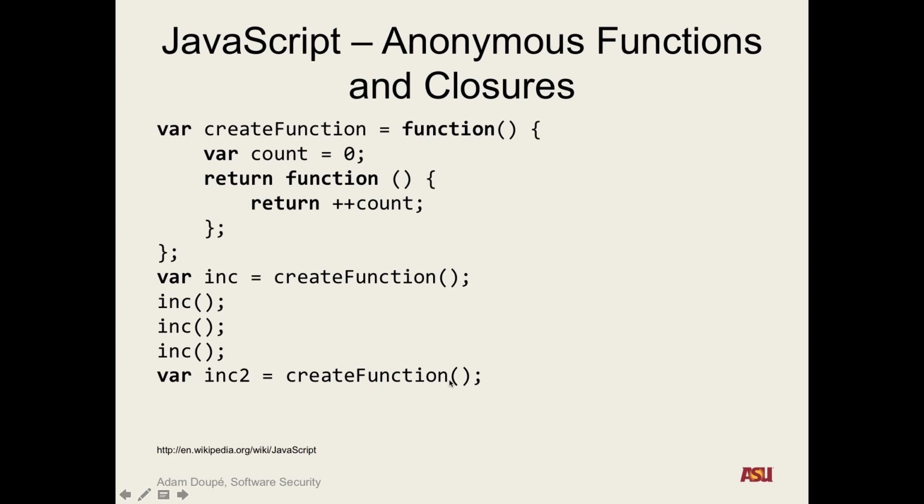But we can create a brand new function, an incrementer 2. And now what's this going to return? 1, right? Exactly, because there's a new count variable. So this inner anonymous function closes over this count variable. And so every time it's executed, that variable from that scope is being incremented. But here when we create a new function, it creates a new variable count. So the new function actually refers to a different instance of this variable count.